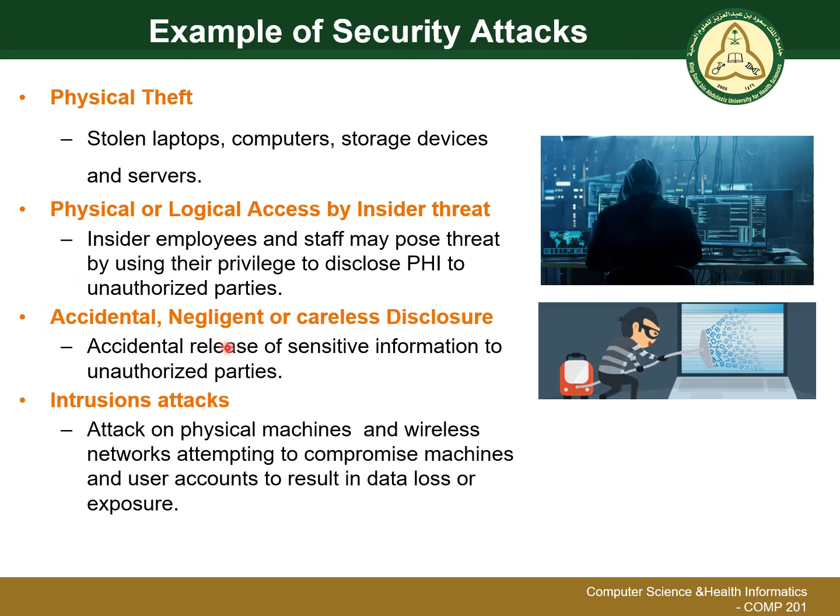Then we have accidental, negligent, or careless disclosure. The accidental release of sensitive information to unauthorized parties is when information is accidentally exposed to an unauthorized party without any intention to expose or release the sensitive information. Many of the data breaches were a result of accidental or negligent matters. This type of exposure or leak can occur through inadequate control of paper records. So the paper records are not protected enough or put in safe places.